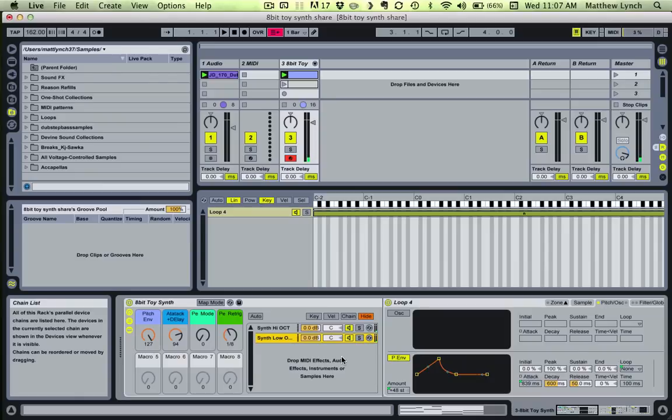The next two macros work together. Pitch envelope mode toggles through the pitch envelope loop mode, and the PE retrigger changes the note value at which the envelope repeats. I encourage you to use the info view to read through what these options are, but let's hear what they sound like when I just mess around with the parameters.